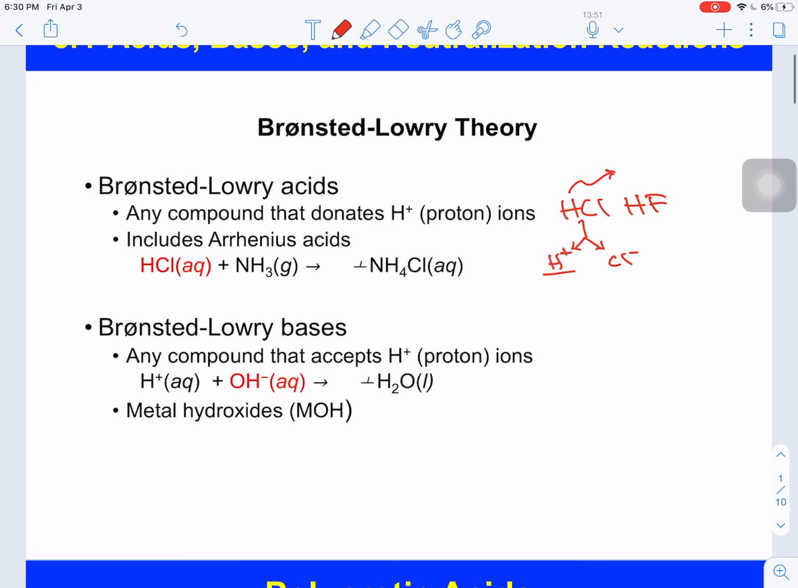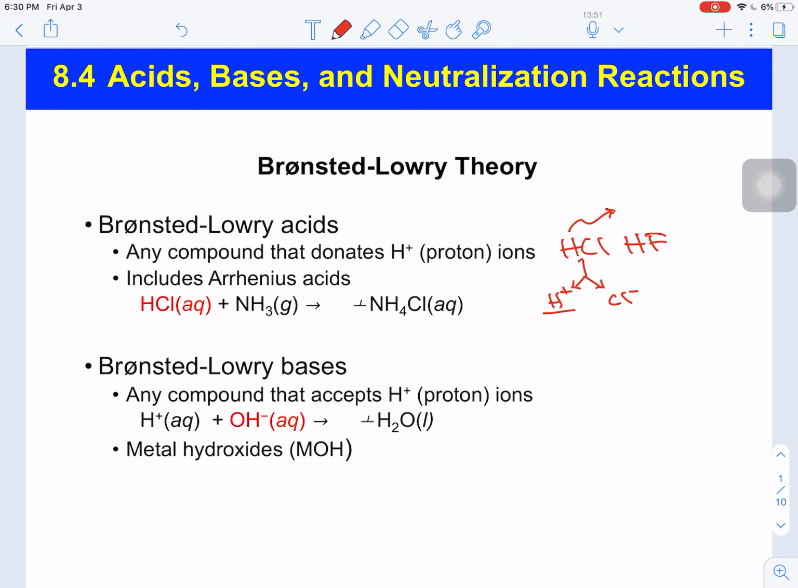However, the Bronsted-Lowry bases are any compound that can accept an H proton or an H ion. One of the more common examples is an OH minus group, that can accept an H plus and turn into water. You guys know that. Another group, however, is an NH3 group. NH3 can accept an H plus and turn into NH4 plus. Both of these are Bronsted-Lowry bases. Both of them can accept H plus. That's all a Bronsted-Lowry base is, anything that can accept H plus.